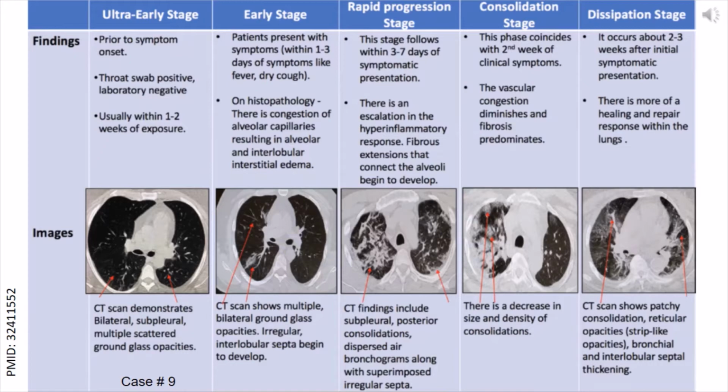After 2 weeks of clinical symptoms, CT shows lung fibrosis and decrease in size and density of consolidation. About 2 to 3 weeks after symptoms, the healing and repair response within the lungs shows patchy consolidation and septal thickening. It has been observed that CT is more sensitive to detect lung parenchymal changes compared with X-ray and ultrasound.